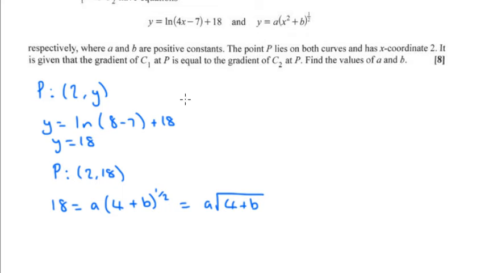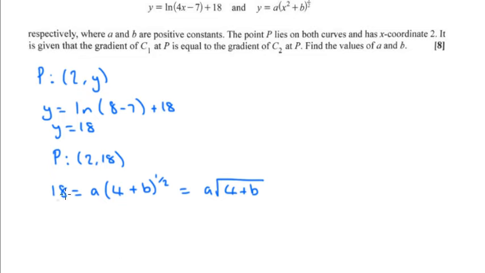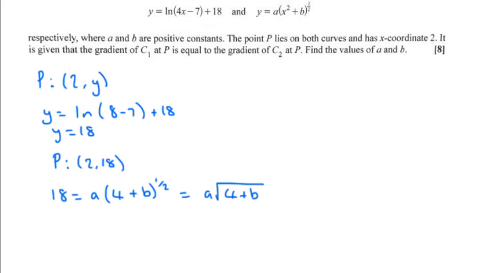It says it is given that the gradient of C1 is equal to the gradient of C2 at P. So if we differentiate these, they're also going to have the same value. The gradients are equal. If we differentiate this one and sub 2 in, we're going to find the gradient value, and then we can use that on the gradient function for the second equation. So this was for C1, this was for C2.